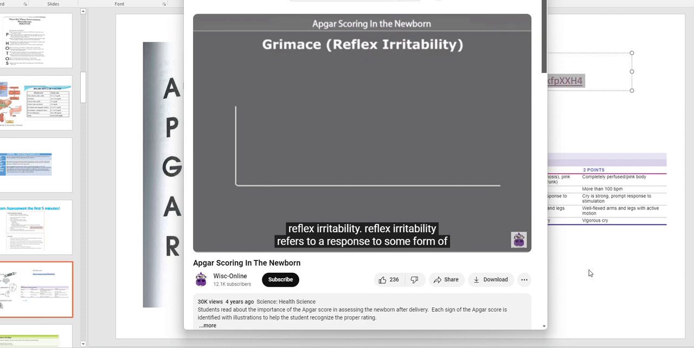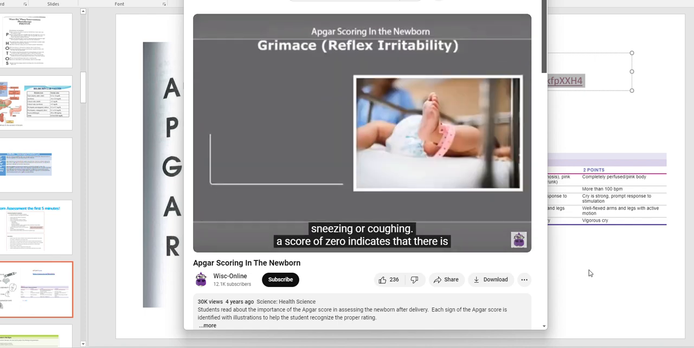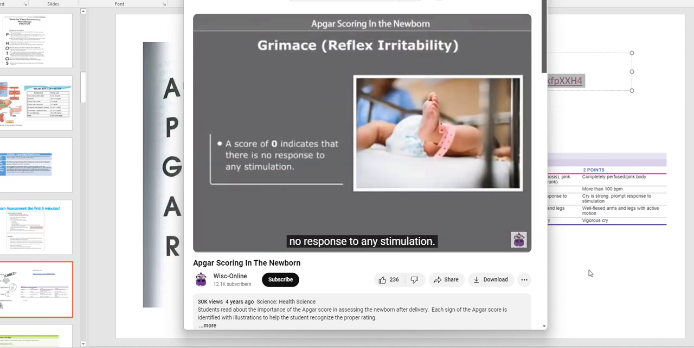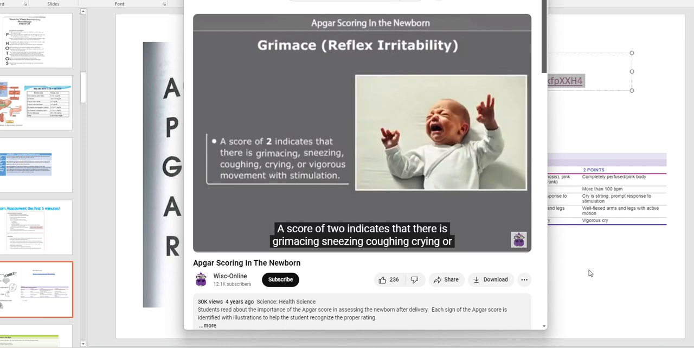Reflex irritability. Reflex irritability refers to a response to some form of stimulation, such as suctioning the nose and mouth. Suctioning with a bulb syringe after delivery to clear the airway often elicits a response of facial grimacing, sneezing, or coughing. A score of 0 indicates that there is no response to any stimulation. A score of 1 indicates that there is slight grimacing with no sneezing or coughing with stimulation. A score of 2 indicates that there is grimacing, sneezing, coughing, crying, or vigorous movement with stimulation.